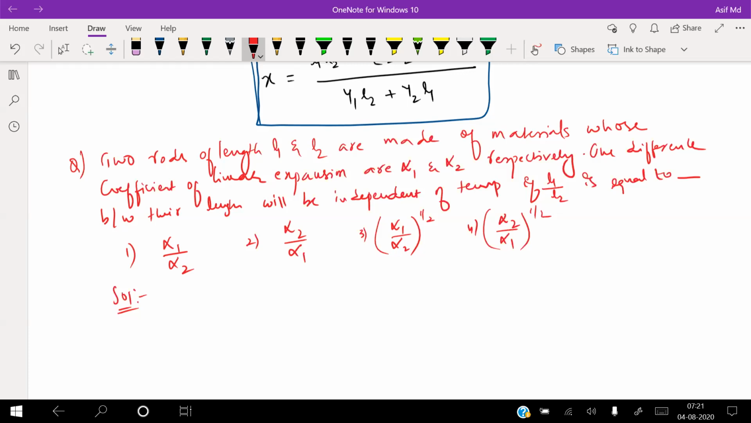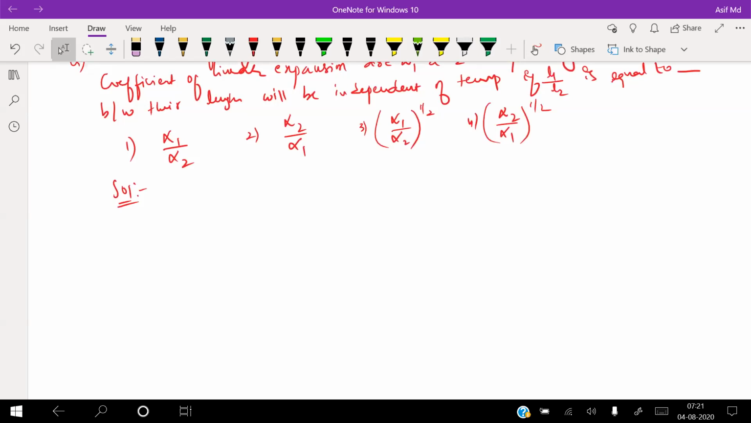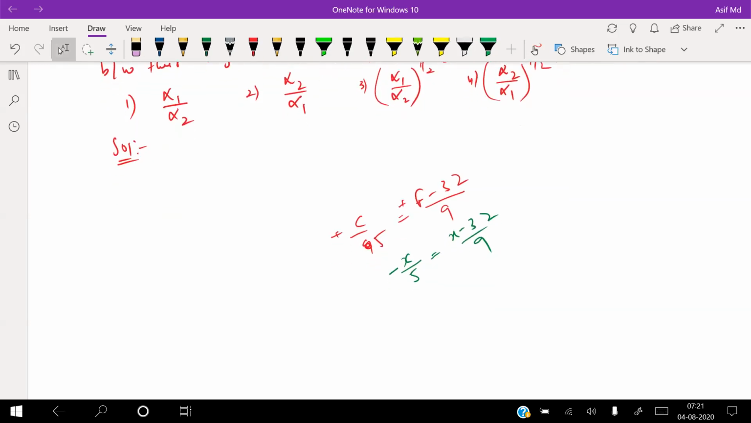So the answer I got is correct only. Yes. See, when you take C by 5 is equal to F minus 32 by 9, that means this is positive, but he needs opposite signs. That means if C is minus x, then minus x divided by 5 is equal to x minus 32 by 9. Yes, got it? Sir, so the answer I got is right, but the sign, he's asking the temperature normally.